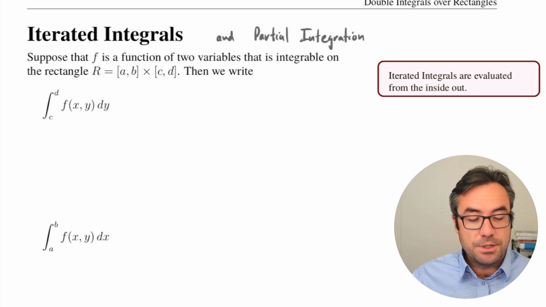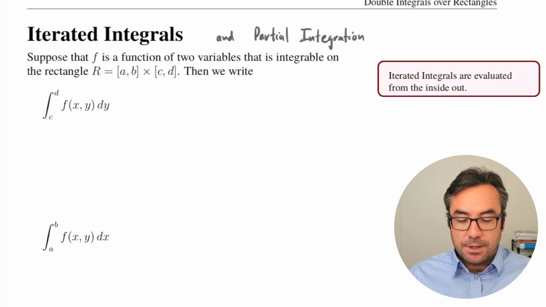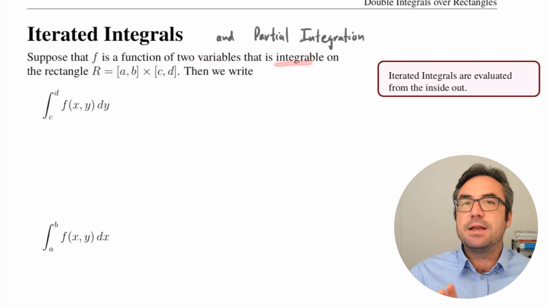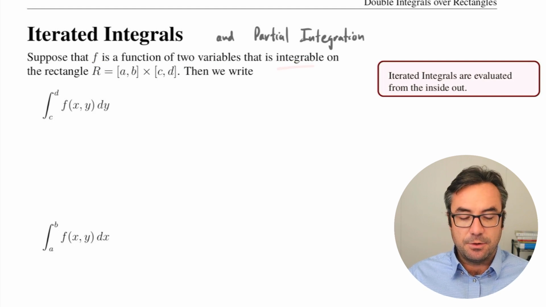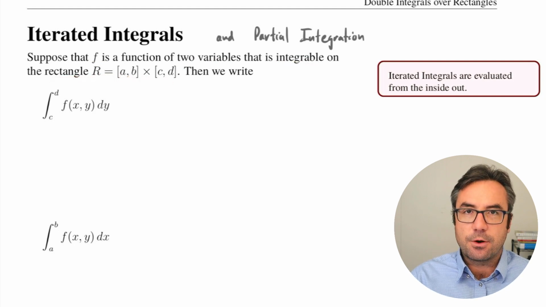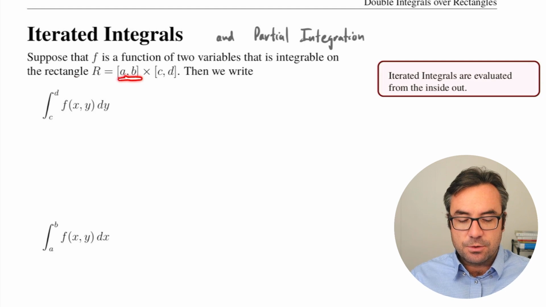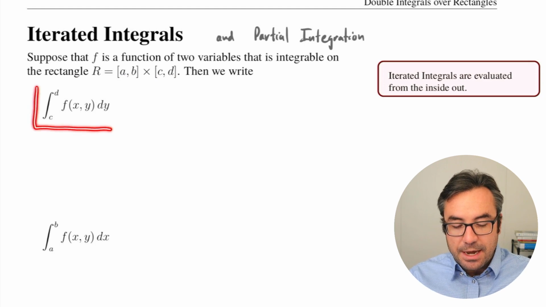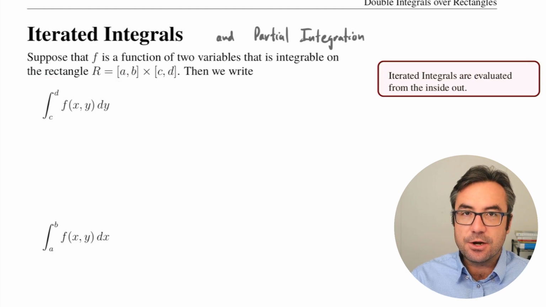All right, so what does the notation look like? Let's suppose that f is a function of two variables and we can integrate it. We'll see what that means in a little bit. We're going to be looking at a rectangle where the x coordinates are between a and b and the y coordinates are between c and d. We can calculate this integral.